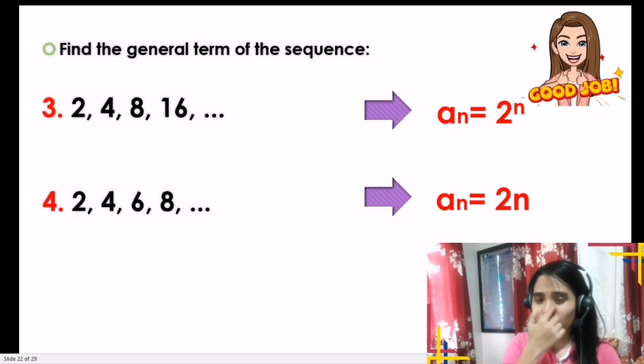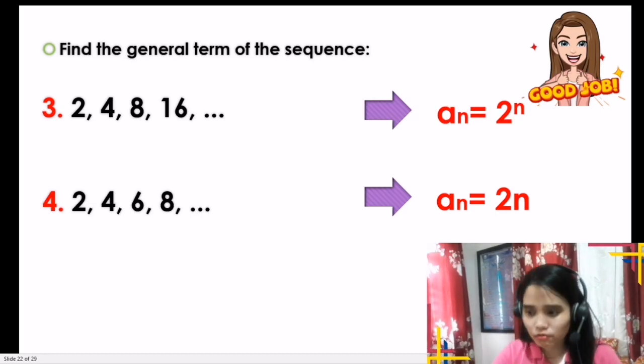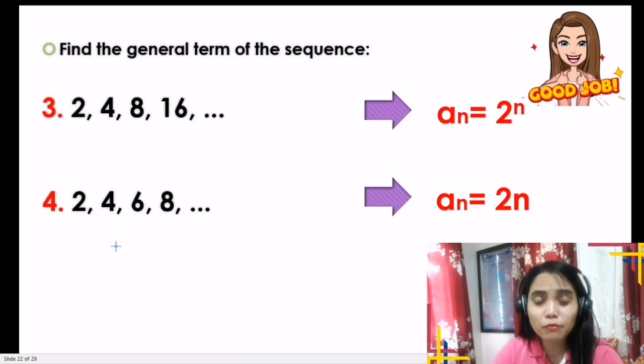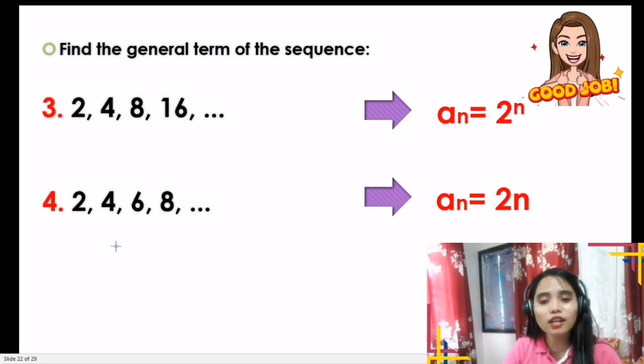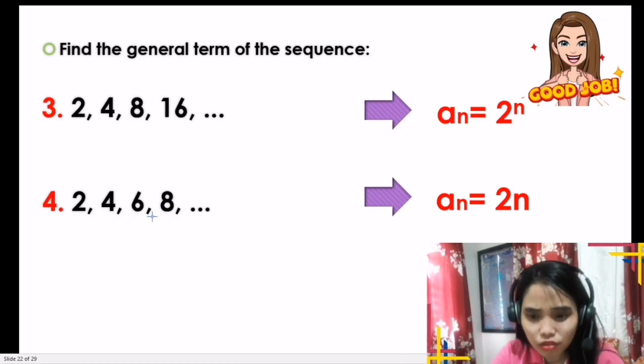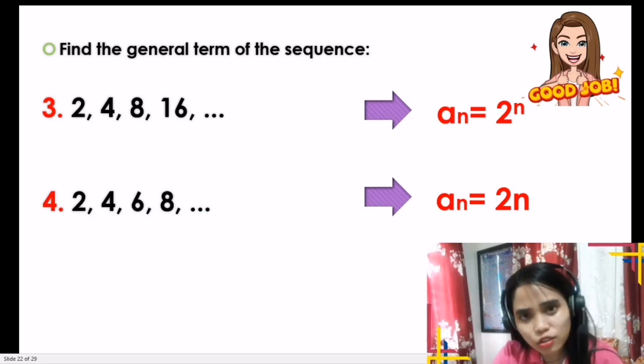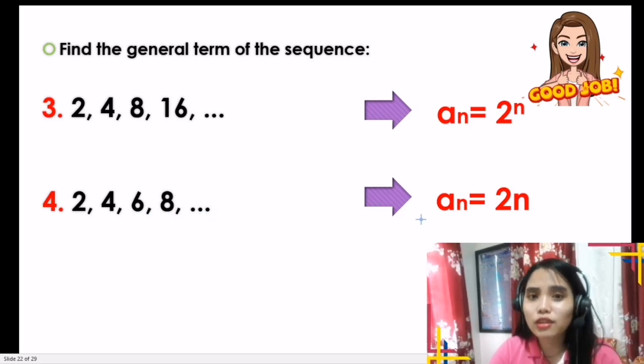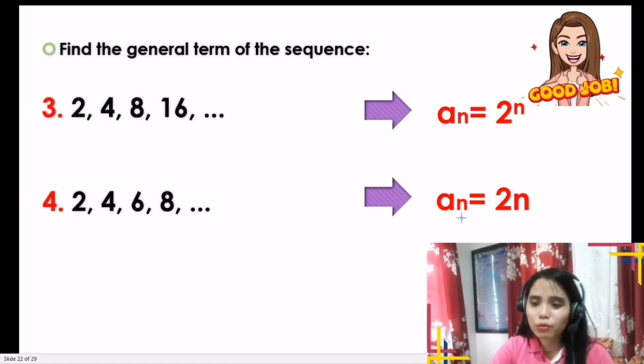Now, what is the purpose of finding the general term? Kasi what if malalaking numbers? What if you are asked to find the 100th term and then you don't have the general term or the formula? So, iko-continue mo yan. 2, 4, 6, 8, 10, blah, and so on. Until umabot ka sa 100th term. So, this is the purpose of the pattern or the general term.